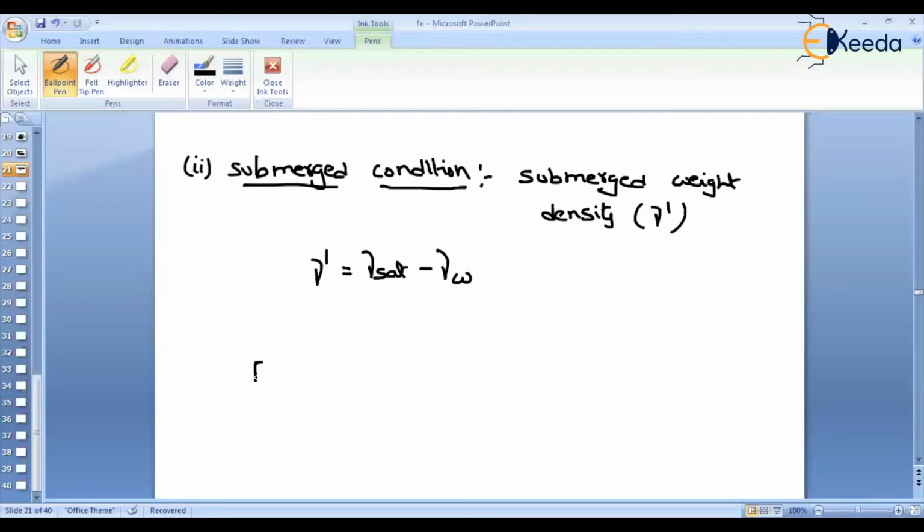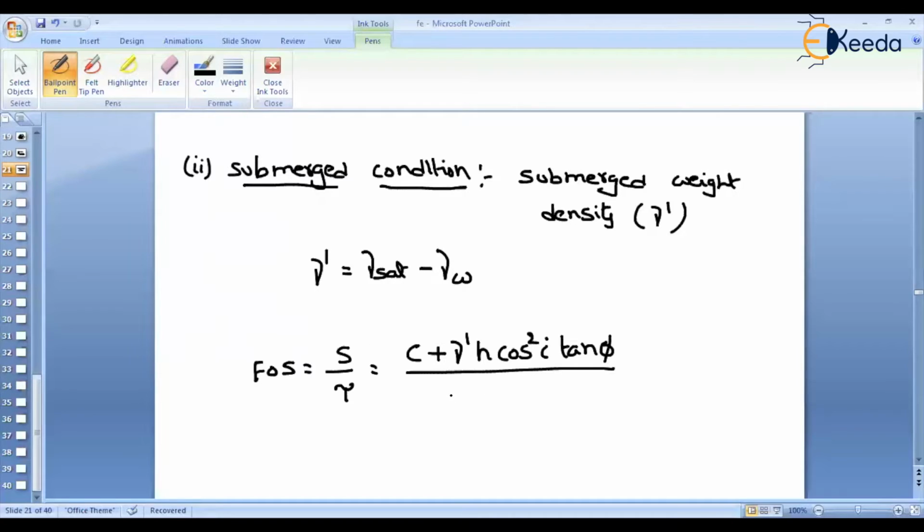Again, the factor of safety is the same. Factor of safety will be equal to S divided by tau. S can be written as c plus, so instead of the unit weight of the soil, as the entire soil is under submerged condition, you have to consider the submerged unit weight of the soil. Gamma dash H cos square i tan phi divided by tau, which is gamma dash H cos i sin i. In the previous videos, we have already seen the problems under these conditions, so here we are only adding the term c. Now, next case.